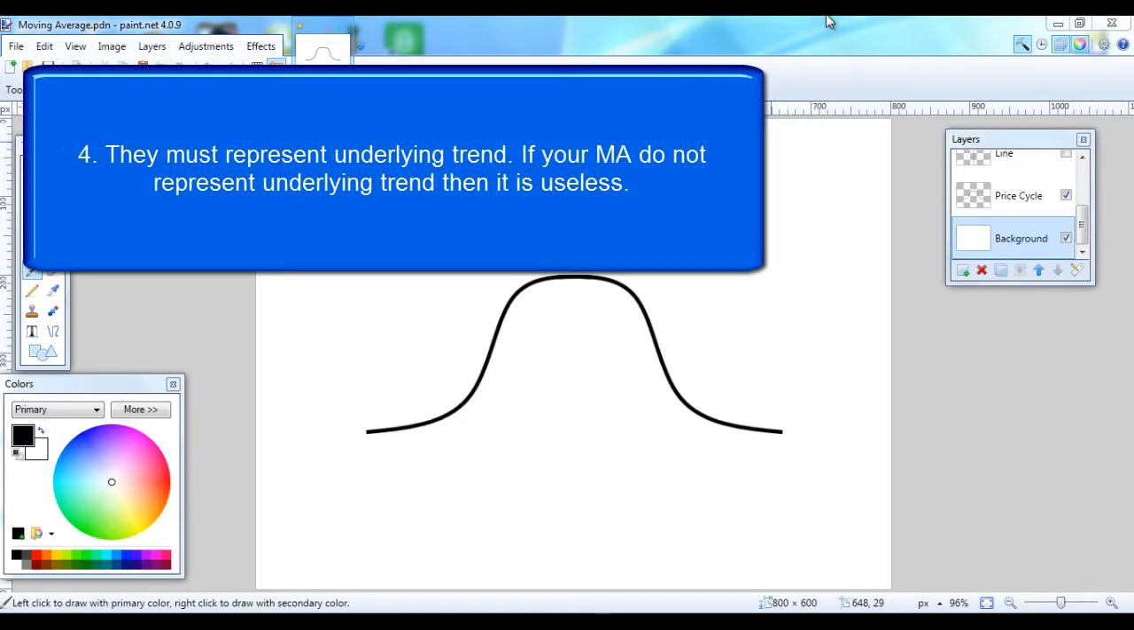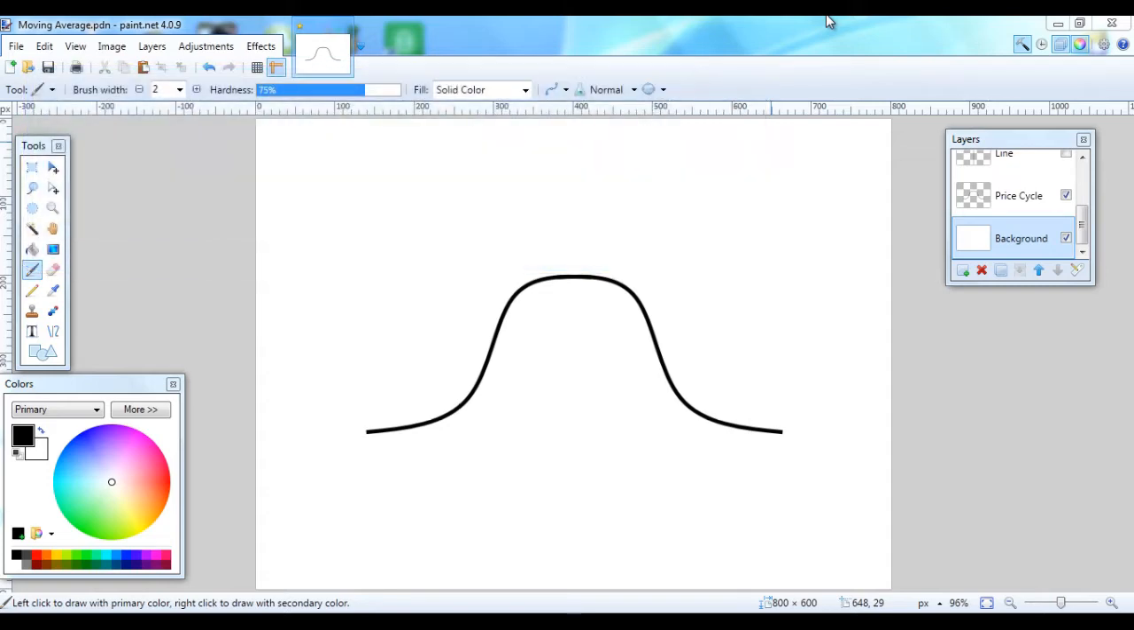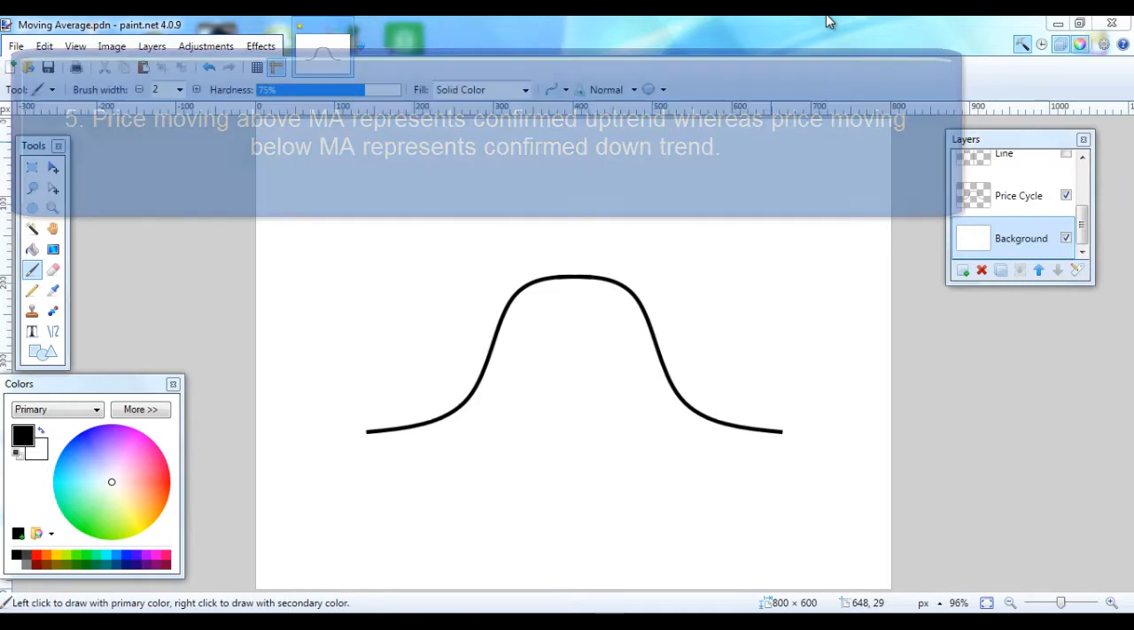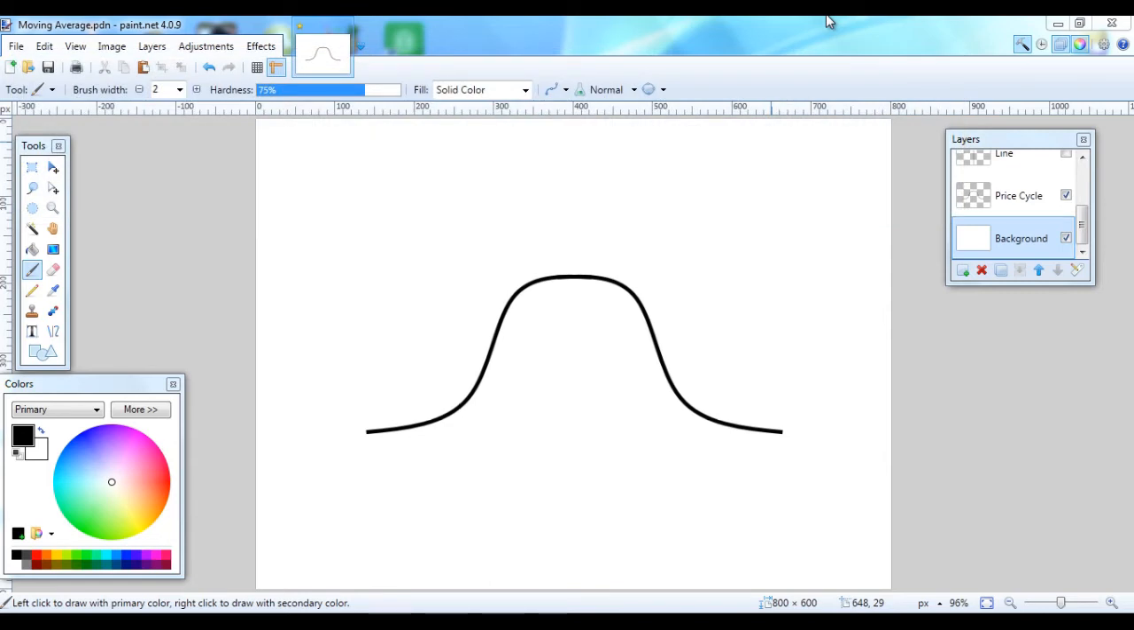Moving averages should be carefully chosen and they must represent the underlying trend. If they don't represent the underlying trend, then they are useless. Price moving above MA represents confirmed uptrend, whereas price moving below MA represents confirmed downtrend. These are five extremely important characteristics of moving averages. Without understanding them properly, you cannot apply MA to a price chart. So if you don't understand them, then please go back and listen to them again.